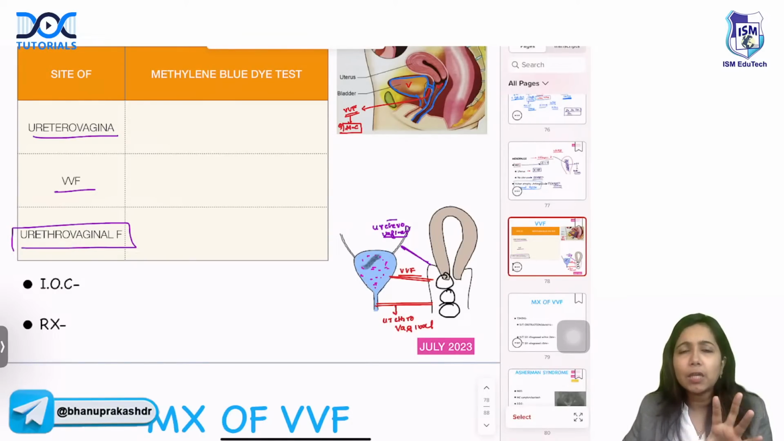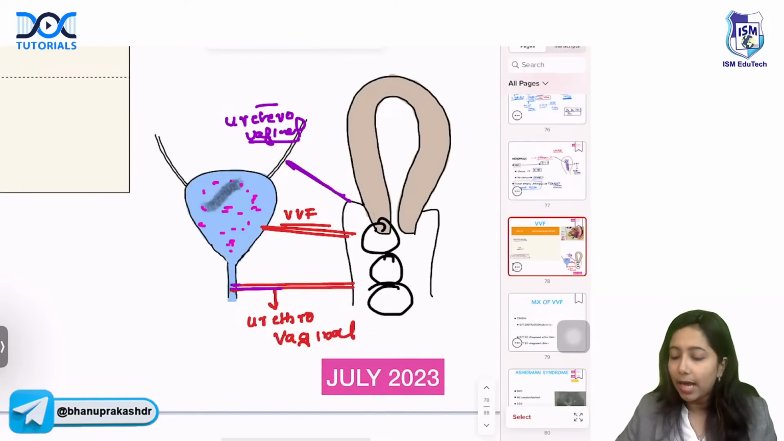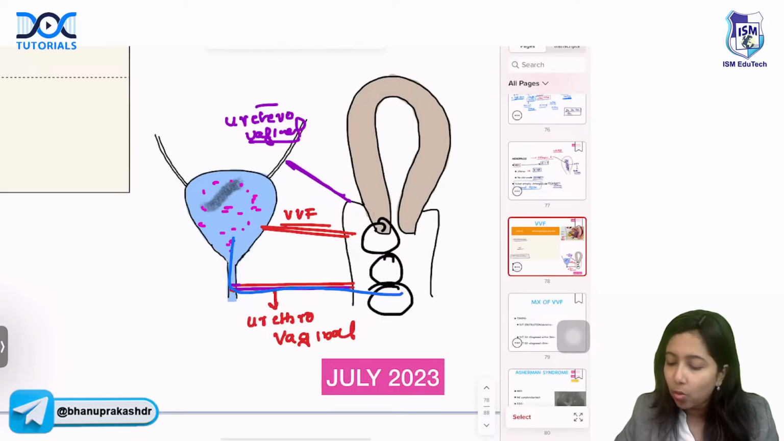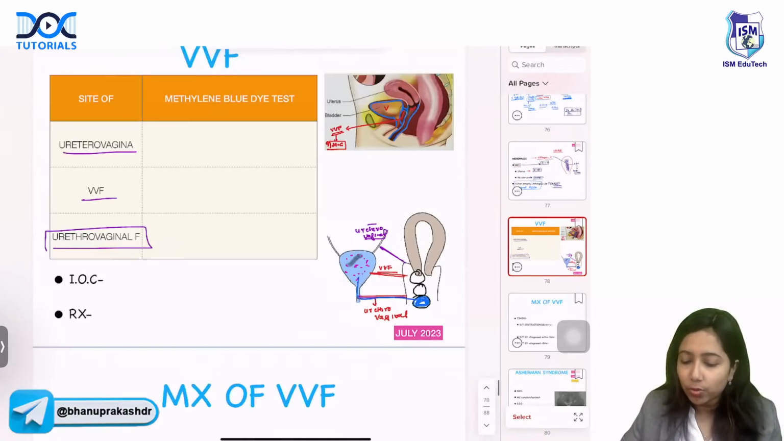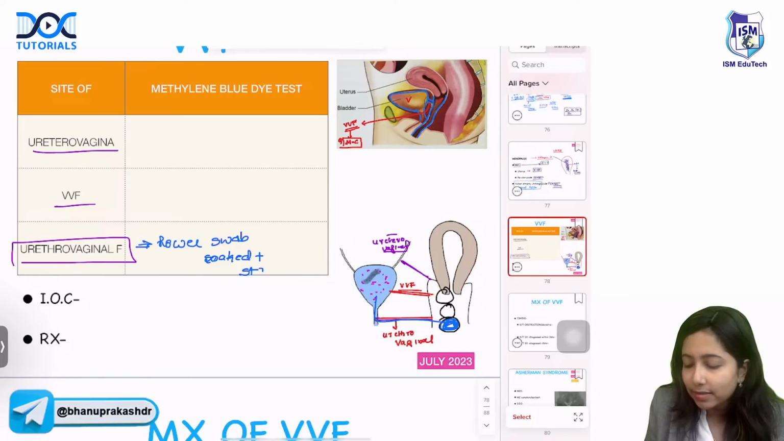Let me give you the key points that are going to help you differentiate this. Again, this has been asked. If it is a urethro-vaginal fistula, where is the connection? Please have a look here. It is between the urethra and the vagina. Once the dye is filled, it is going to go and soak the lower swab. So the lower swab is soaked as well as stained in case of urethro-vaginal fistula.